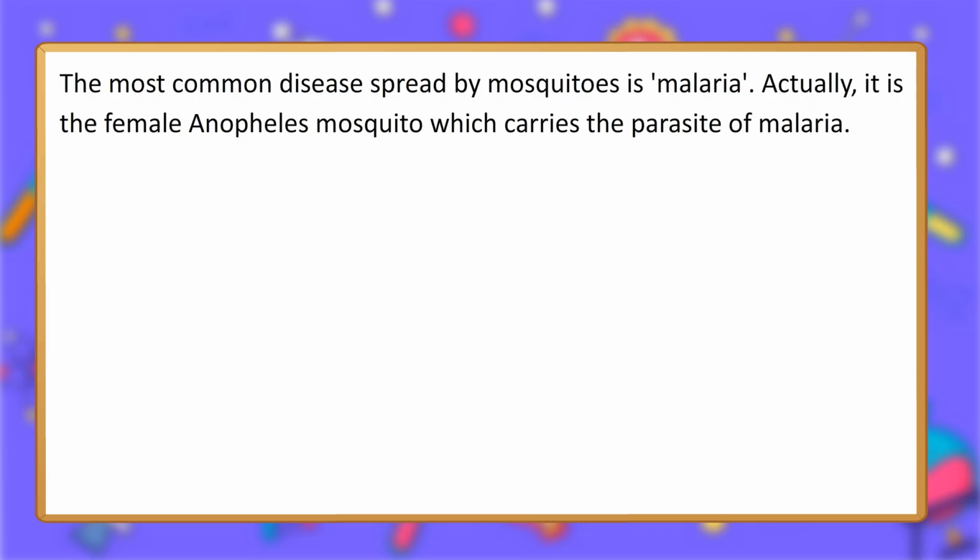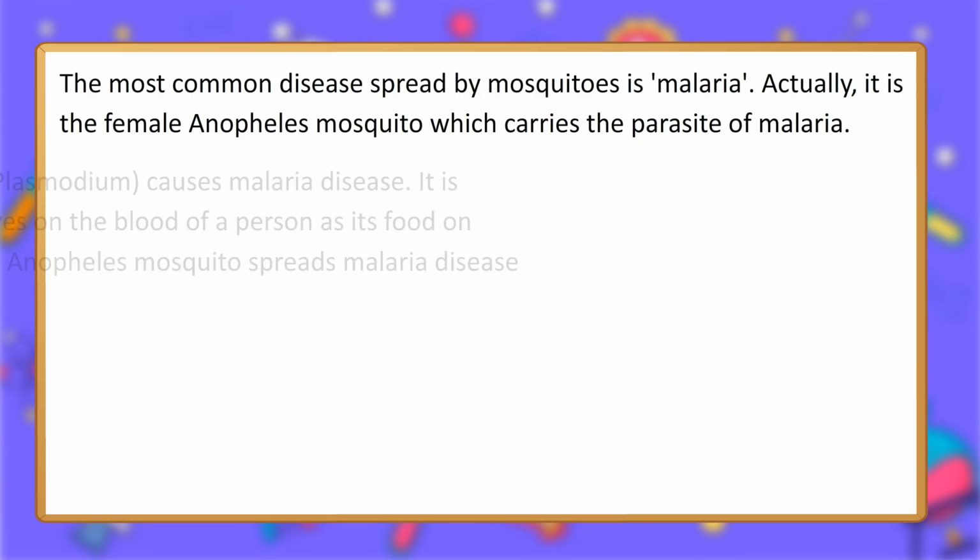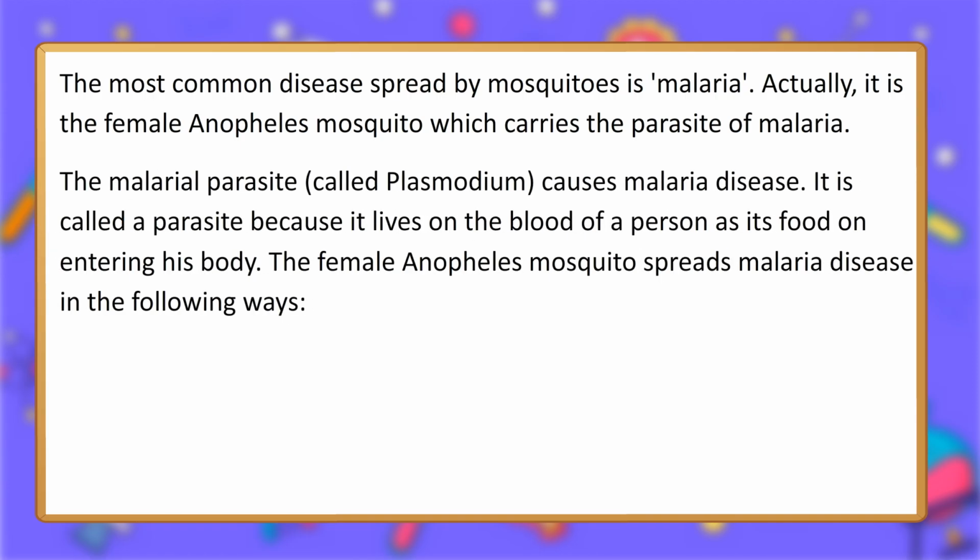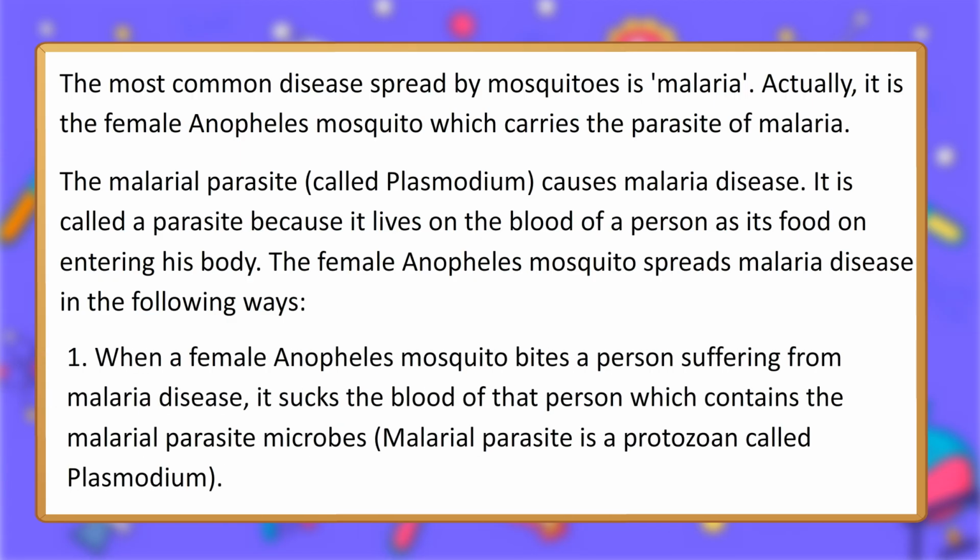Actually, it is the female Anopheles mosquito which carries the parasite of malaria. The malarial parasite, called Plasmodium, causes malaria disease. It is called a parasite because it lives on the blood of a person as its food on entering his body. The female Anopheles mosquito spreads malaria disease in the following ways.